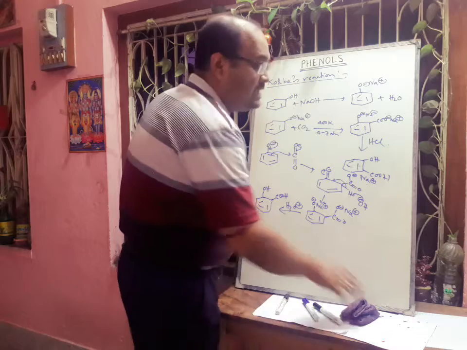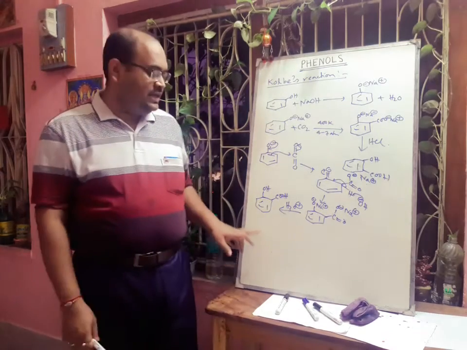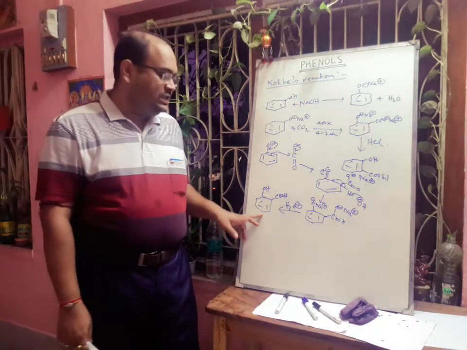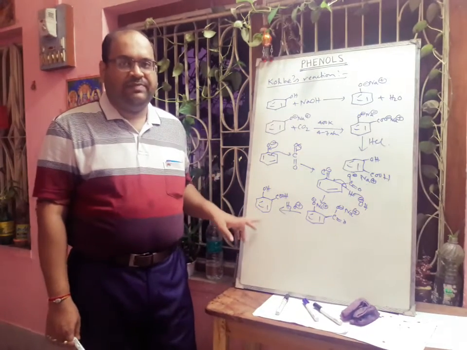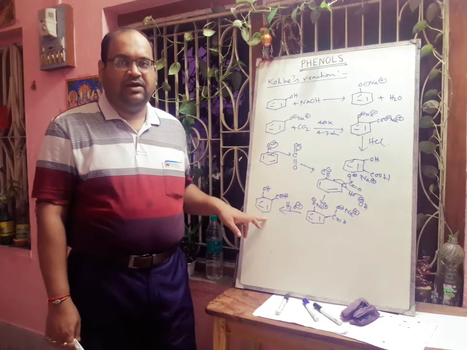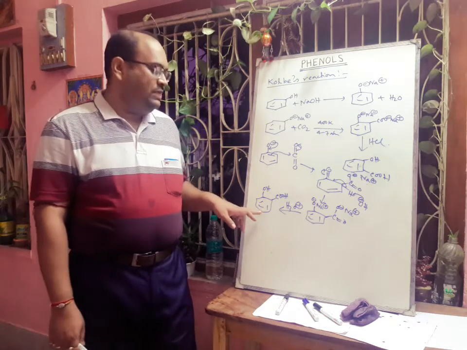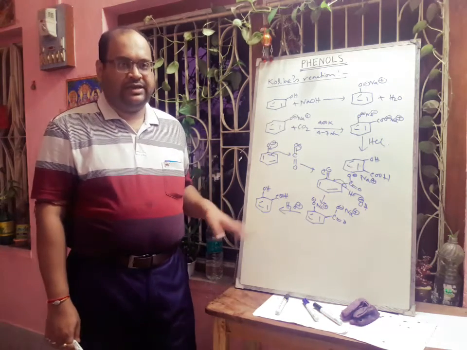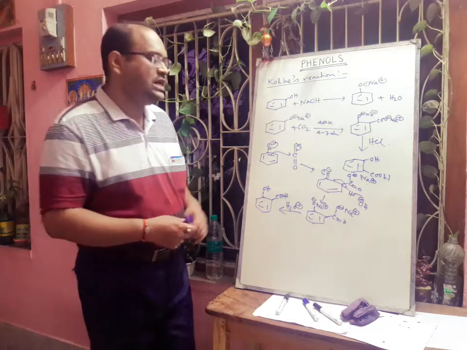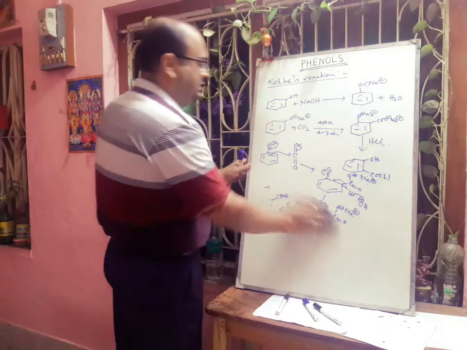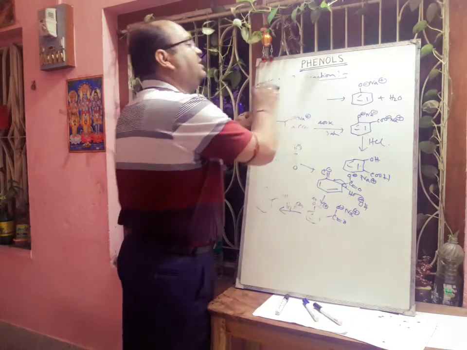Now we have already discussed that salicylic acid is a very important compound. By using this salicylic acid we can prepare aspirin, we can prepare salol, and also methyl salicylate, that is oil of wintergreen. Next we will discuss a very important reaction that is called the Reimer-Tiemann reaction.